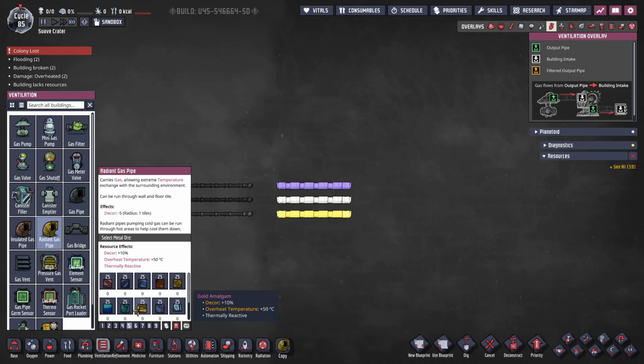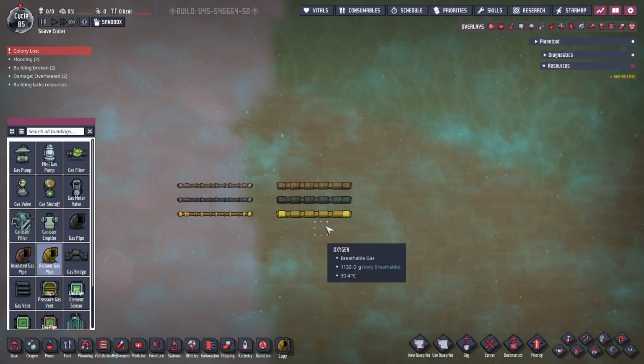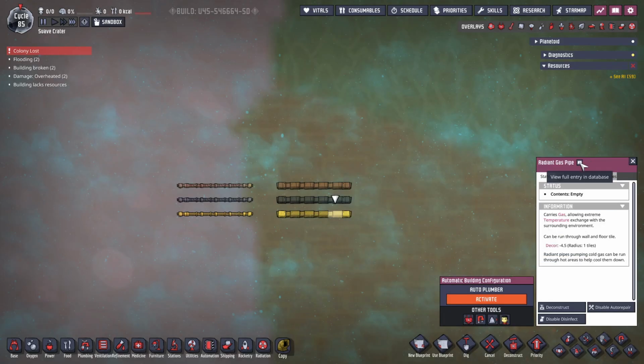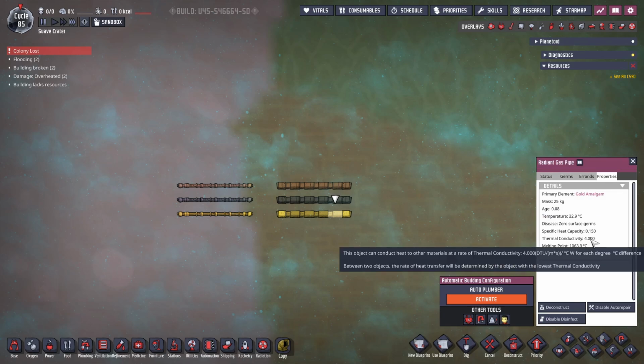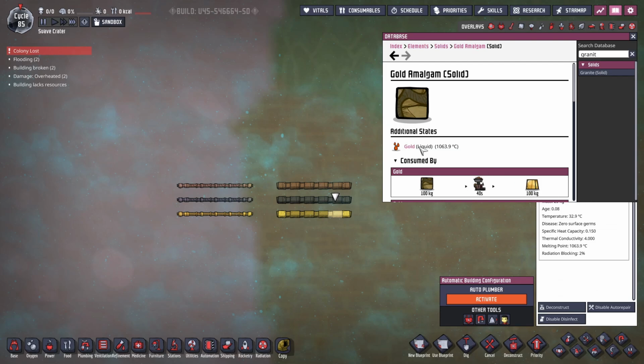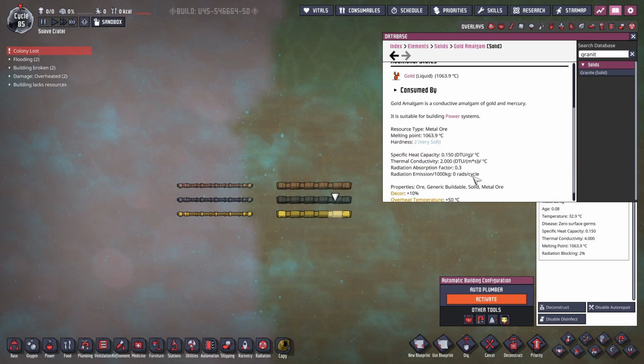For example, it cannot be built with gold, it can only be built with gold amalgam. Therefore, it doesn't have the same thermal conductivity. So if we look here, we can see that our radiant gas pipe has a thermal conductivity of 4, and that's because the gold amalgam has a thermal conductivity of only 2, as you can see here.